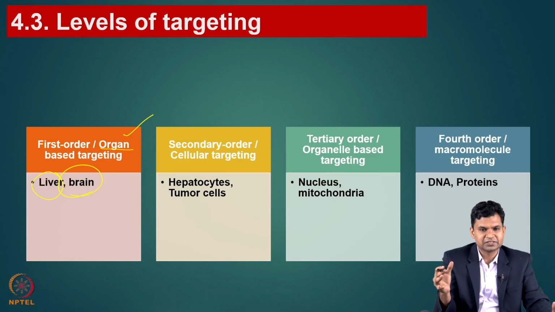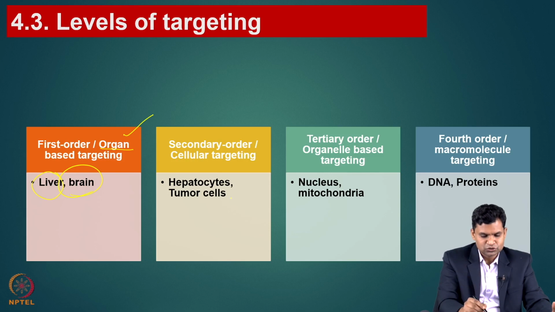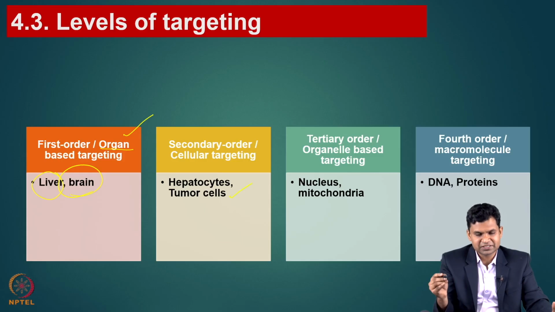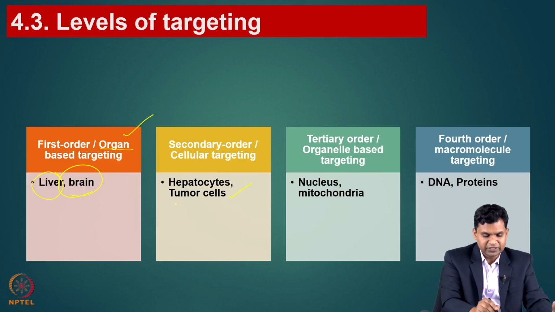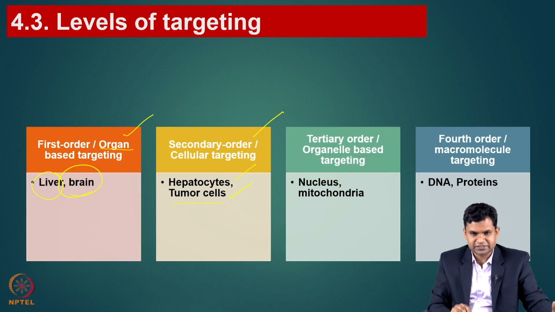Second order targeting is cellular targeting. We will target particular cells, for example tumor cells. To avoid toxicity on the normal cells, we use various types of strategies to reach the tumor cells. That is called secondary targeting. Similarly, it is also possible for hepatocytes.